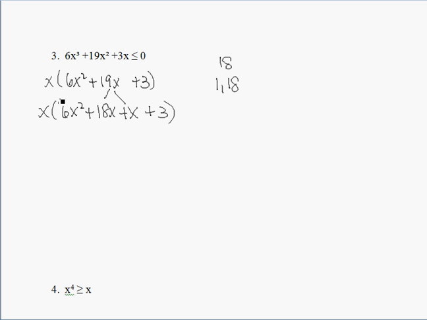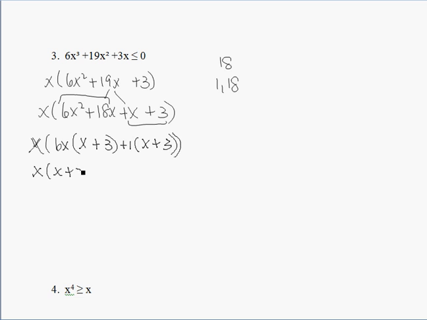Take out a greatest common factor of the first pair and the second pair. So take out a 6x, that gives me 6x, let me fix that, so that's x plus 3. This is prime, so we'll just take out a 1, x plus 3. And factor by grouping, so I have an x up front, and then I have an x plus 3, so that's these two. And then I'm left with 6x plus 1 is less than or equal to 0. So my roots are 0, negative 3, and negative 1/6.